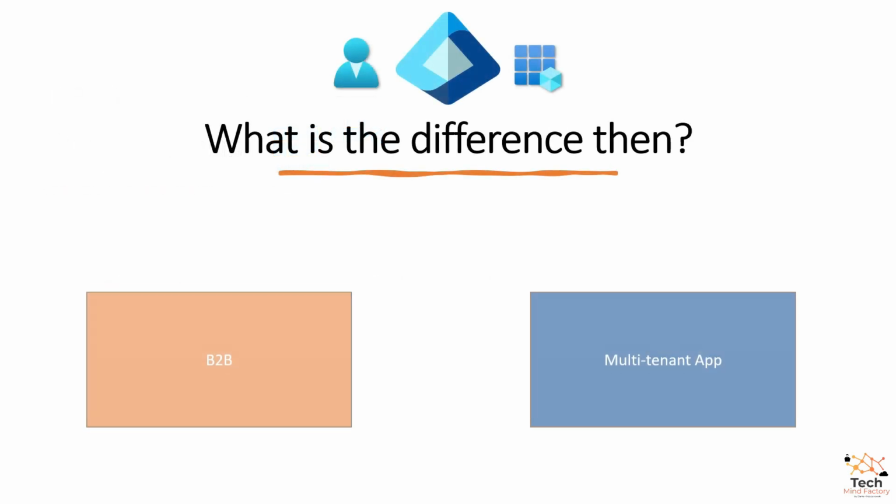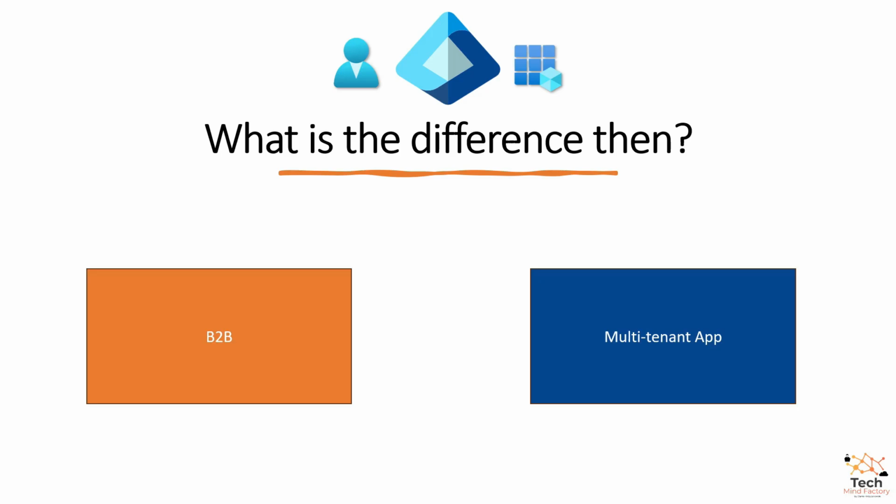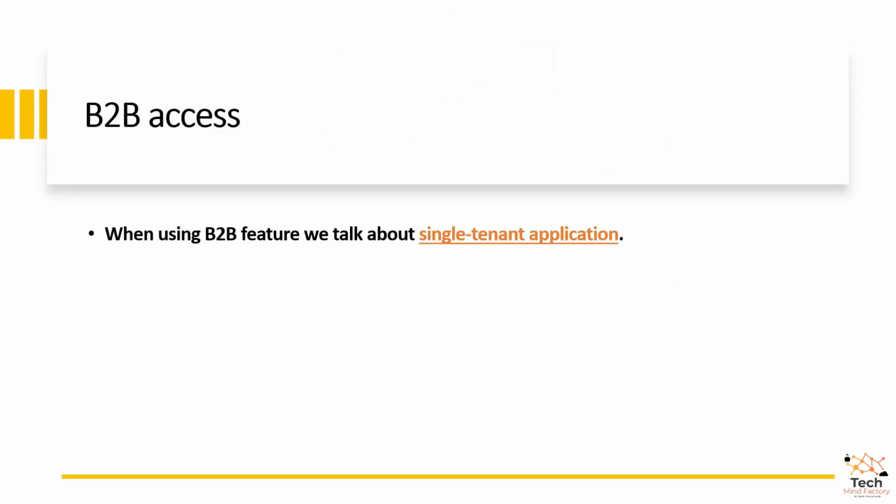So now you can ask, what is the difference then between B2B and multi-tenant applications? What's going on here? In both scenarios, external users can access my apps. So let's explain B2B access, because that's very important. When using the B2B feature, we talk about a single tenant application. There is no B2B app registration in the Entra ID world.